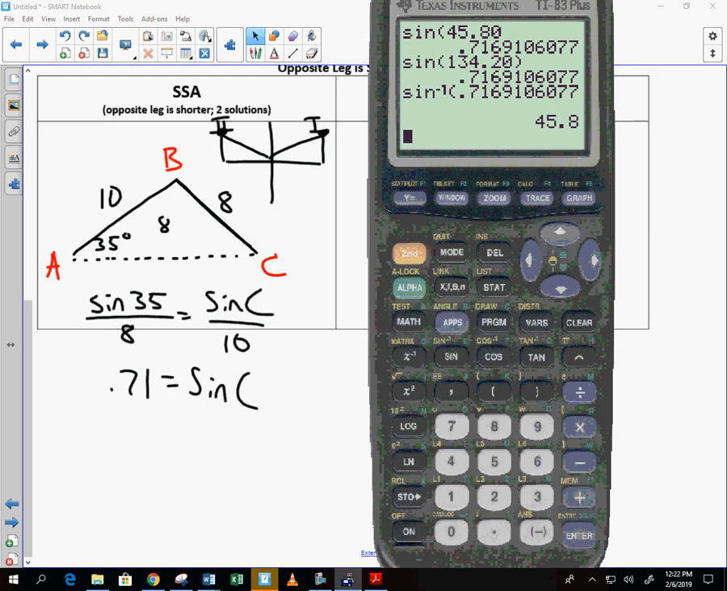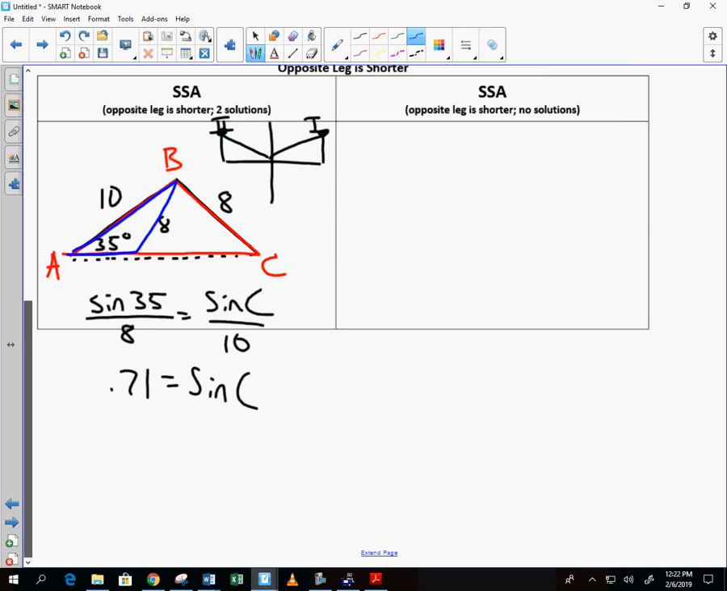So in this scenario, we've got triangle 1, and we've got triangle 2. Both have measurements of 8, 10, and 35 degrees. That's why the ambiguous case causes a problem. It's all centered around that idea and sine's inability to pick out the first or second quadrant.